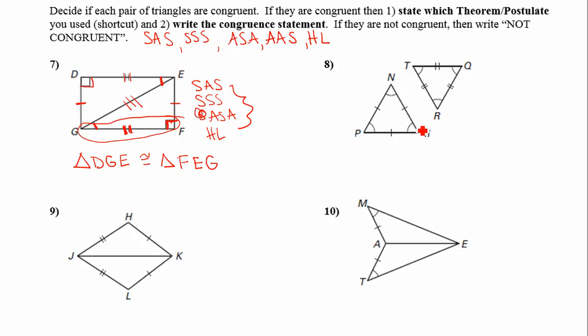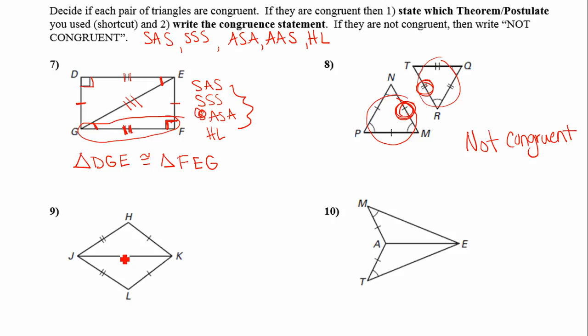Now number 8 here, be careful again on this one. I see 3 sides marked, 3 sides marked. But are they marked with the same amount of markings from one triangle to the other? No, they are not. The angles are marked the same, but angle-angle-angle is not a shortcut I can use. And angle-side-angle sounds lovely, or angle-angle-side, or side-angle-side, but because these sides don't have the same markings on them from one triangle to the next, I have to say that these are not congruent. Okay, those are not congruent.